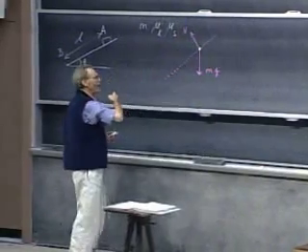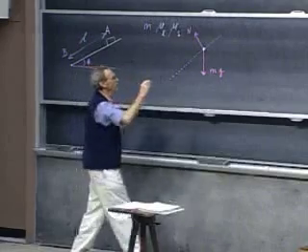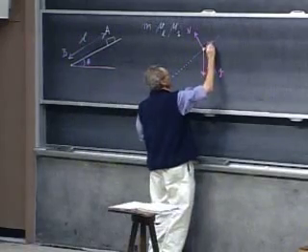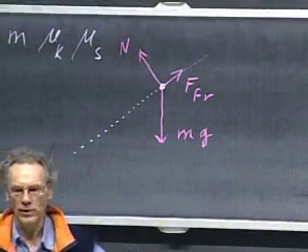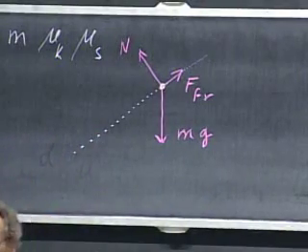The object wants to slide down. Friction holds it up, so there is also a frictional force. And these are the only three forces that are on it. So for a free body diagram, you want no more.